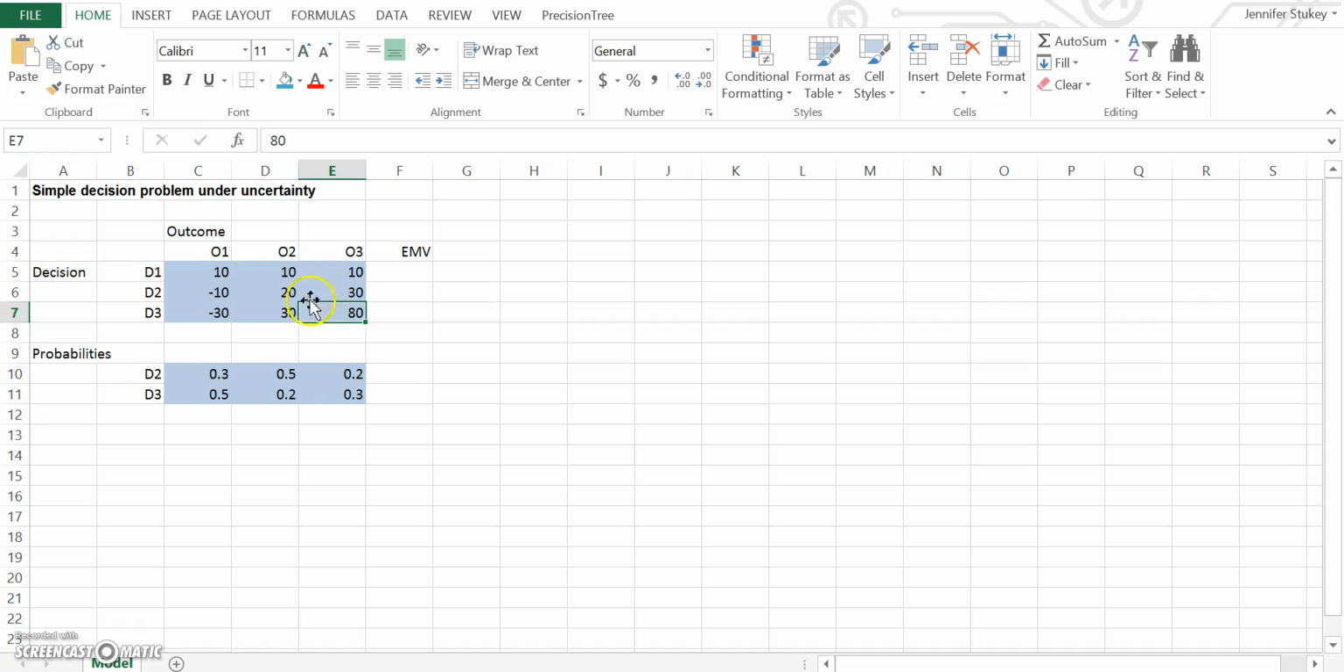So if decision 2 is made, there is a 30% chance that outcome 1 will occur, a 50% chance that outcome 2 will occur, and a 20% chance that outcome 3 will occur. And similar for the probabilities for decision 3: 50% on 1, 20% on 2, and 30% on outcome 3. So how do we decide what decision to make? Well, that is somewhat personal preference on the company.